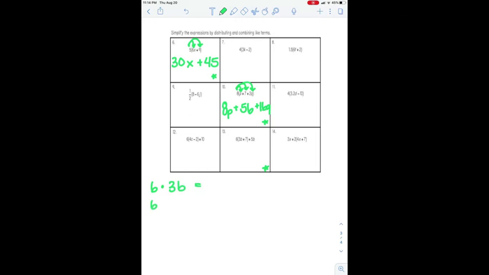So then looking here, I'm going to take everything else and I'm going to set it up the same way. So 6 times 3b is going to give me 18b. 6 times 7 is 42. And that's after I've distributed. I now have 18b plus 42 plus 5b. I'm going to reorder that so my b's are next to each other. And I'm ultimately going to get 23b plus 42.